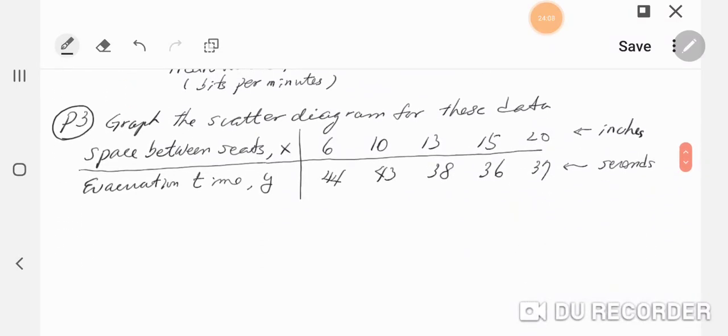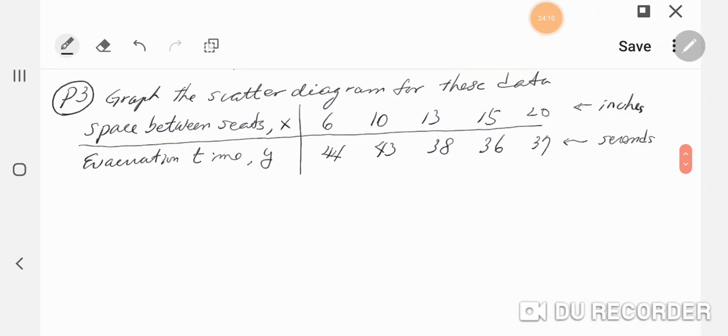Okay, problem 3 is, in order to escape from an airplane, let's say the space between seats is in inches, so 6 inches. If the space between seats is 6 inches, then the evacuation time will be 44 seconds. So we have data. X is the space between seats in inches, and Y is the evacuation time in seconds. So let's graph a scatter diagram for this data.